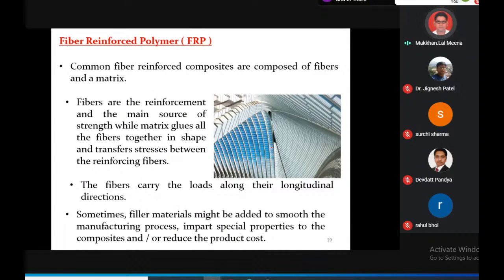Common fiber reinforced composites are composed of fiber and matrix. Fibers are the reinforcement and the main source of the strength, while the matrix glues all the fibers together in shape and transfers stresses between the reinforcing fibers. The fibers carry the load along their longitudinal directions. Sometimes filler material might be added to smooth the manufacturing process and impart special properties, and the cost of the product will be reduced.